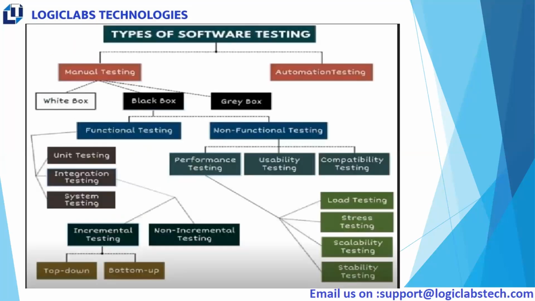Now you can see here the types of software testing. In testing, we have manual testing and automation testing concepts, right? As we are mainly focusing on manual testing, if you look at the tree, under manual testing we have different types of testing here: white box, black box, and gray box testing. As a manual tester, we are responsible for both black box testing and gray box testing. So if you look at the tree here, what comes under black box testing?